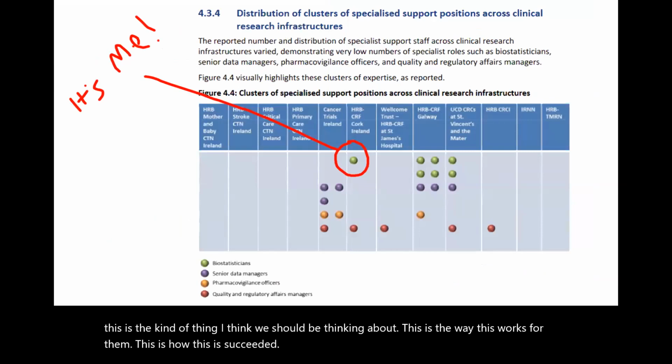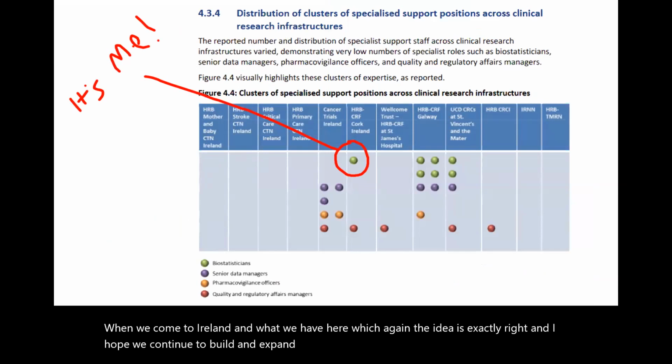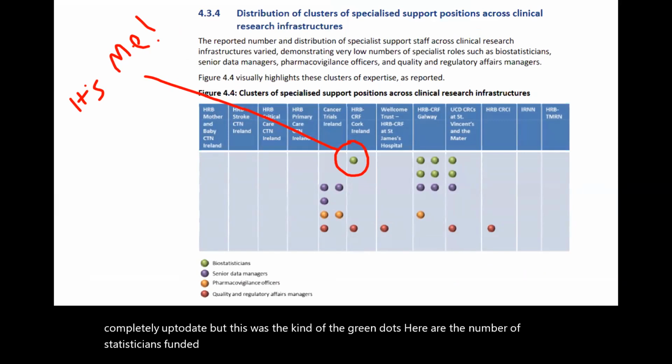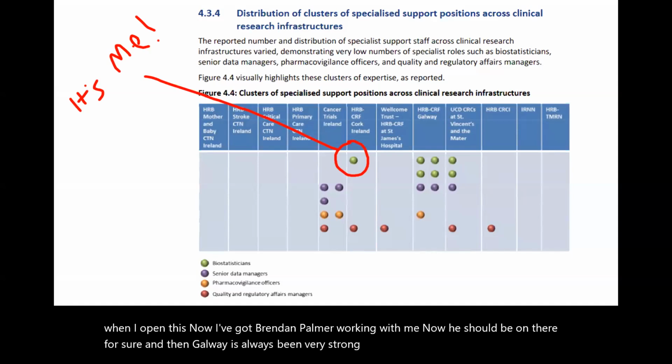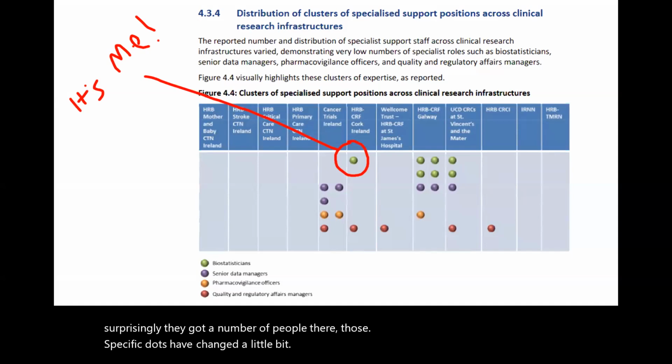When we come to Ireland and what we have here, the idea is exactly right, and I hope we continue to build and expand on it. This is from the last report, and it's not completely up to date, but the green dots here are the number of statisticians funded through the HRB clinical trial infrastructure. I could actually find myself when I open this. Now I've got Brendan Palmer working with me, he should be on there for sure. And Galway's always been very strong in biostatistics, and not surprisingly, they have a number of people there. Those specific dots have changed a little bit, but the point here is that the scale should be very apparent.